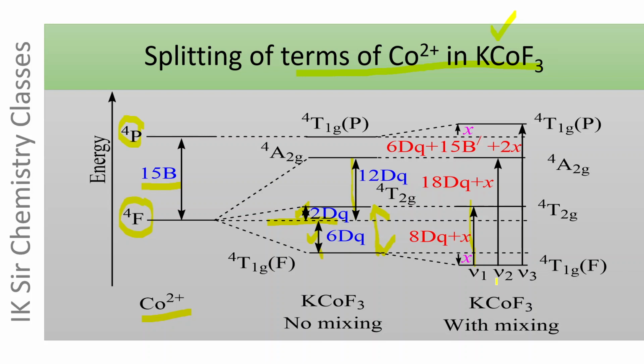Now let us see the transition represented by ν2 requires how much energy? This energy difference is equal to 18 Dq, 12 Dq plus 6 Dq, that is 18 Dq. This energy difference is 18 Dq, and therefore ν2 will require 18 Dq plus x amount of energy.